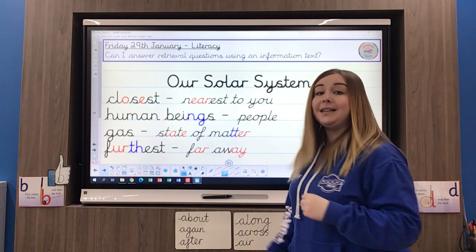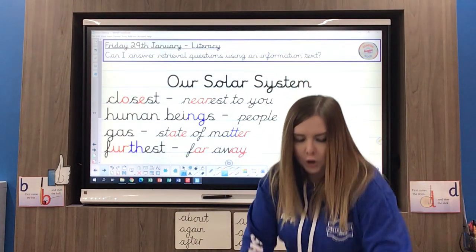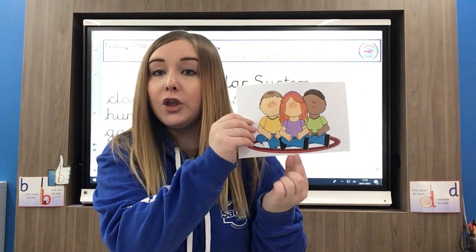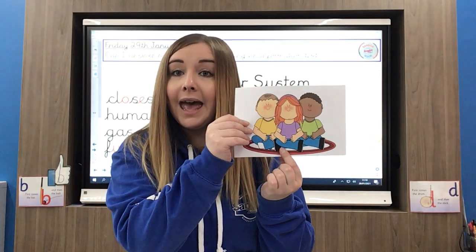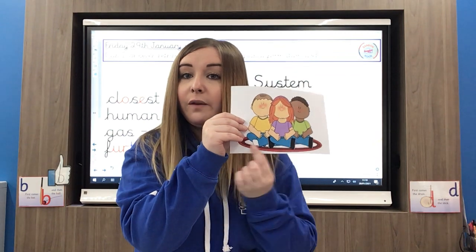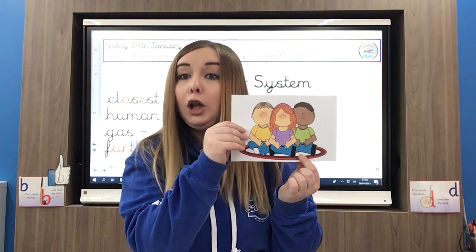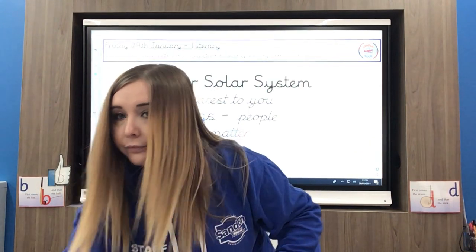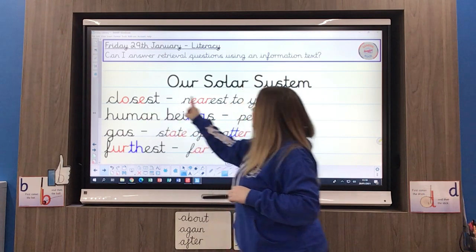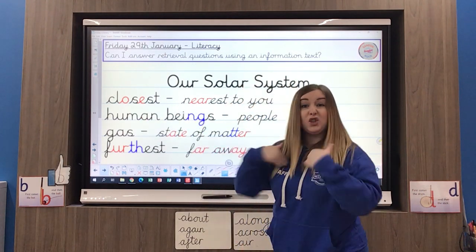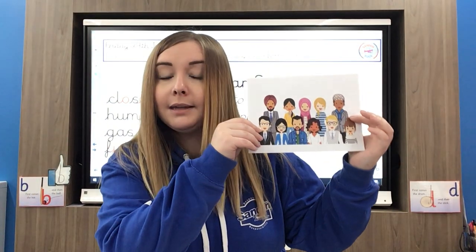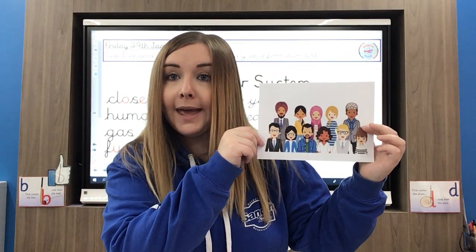And closest means nearest to you. So if I get my picture so we can see, here we can see that the girl with the red hair is closest to the front because she's in front of the other children, isn't she? So she's the closest, okay? The next word I've chosen to talk about is human beings. And human beings are us, they're people. Okay, so here's my picture for human beings. Lots of different people on there.